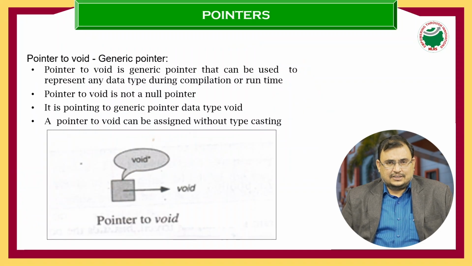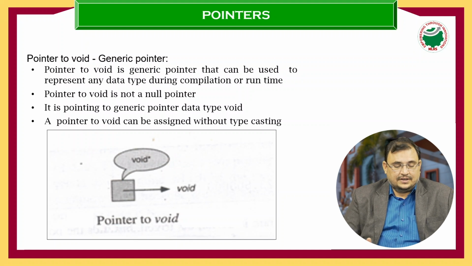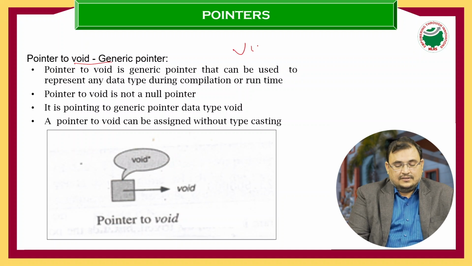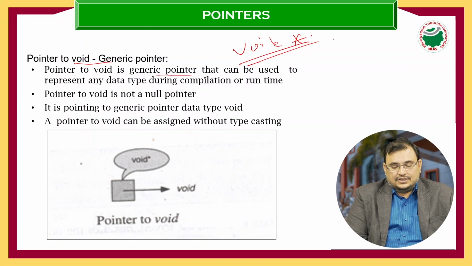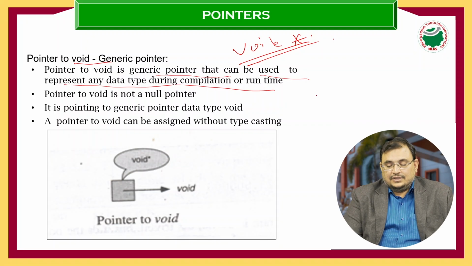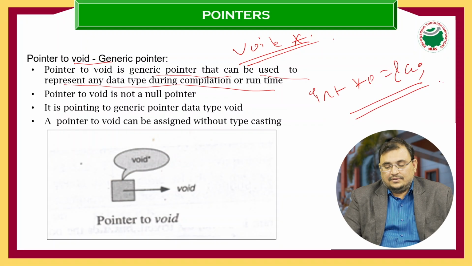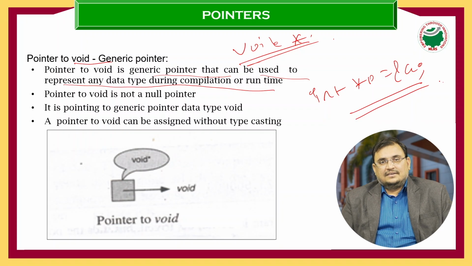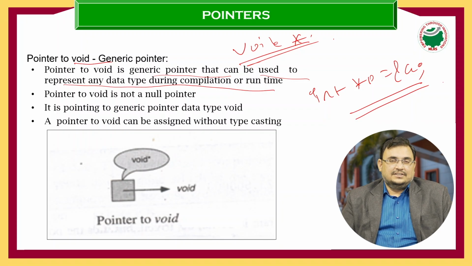So another pointer we are going to discuss here is the generic pointer. A generic pointer is also called void star. So void star is called a generic pointer, a pointer to void, which can be used to represent any data type. Normally, an integer pointer can be assigned the address of an integer variable. You can't assign a character address to an integer pointer. If you want to assign, you need to cast it.